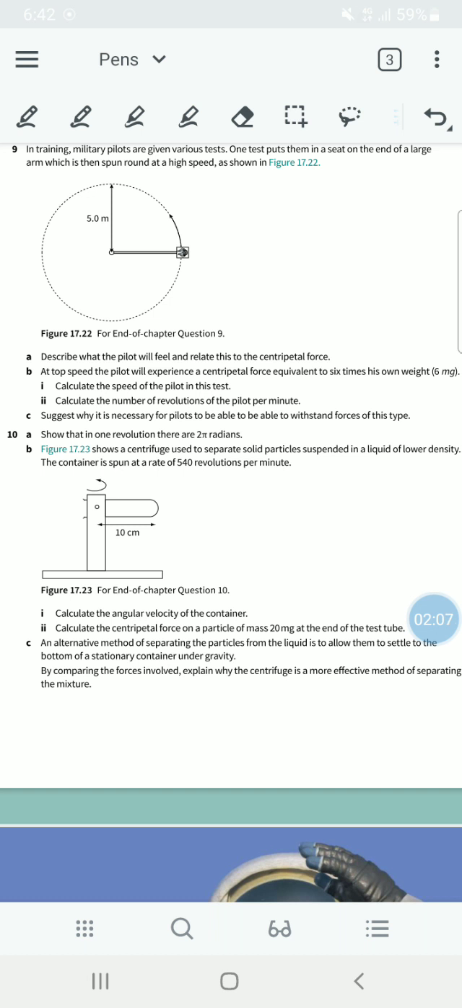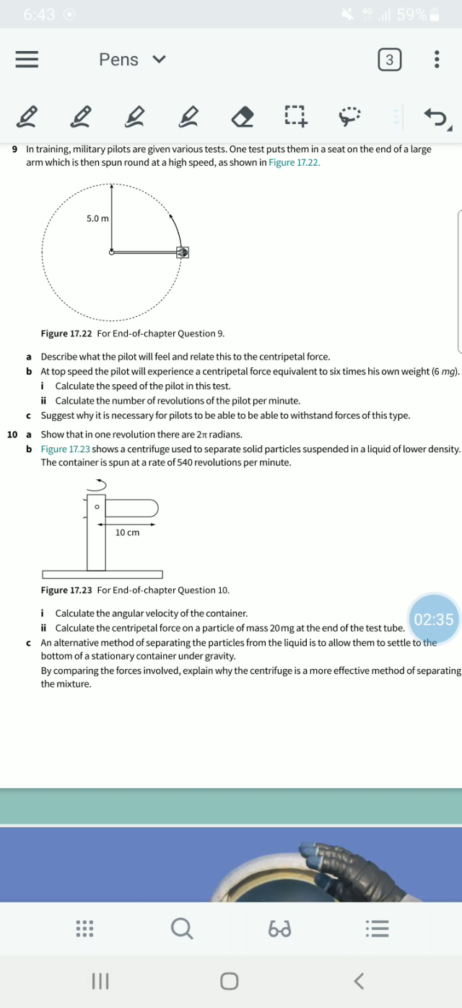Now this centrifuge is spun at a rate of 540 revolutions per minute, right? So you can find the frequency, that is how many times it rotates in a single second, by dividing by 60. Now the first question is: calculate the angular velocity of the container.